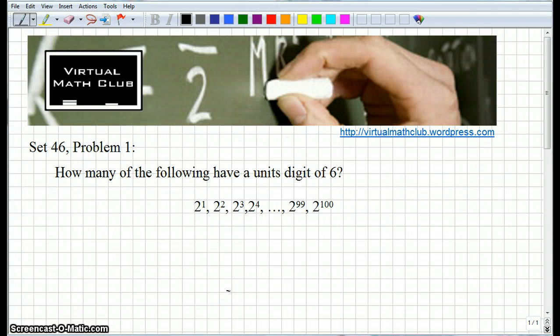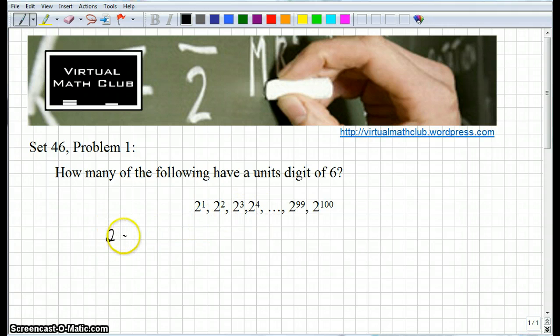All right, problem number 1. How many of the following have a units digit of 6? We're given the powers of 2 up to 2 to the 100. Almost always with these unit digit problems, there's a pattern involved. So let's take a look at what these powers of 2 look like.